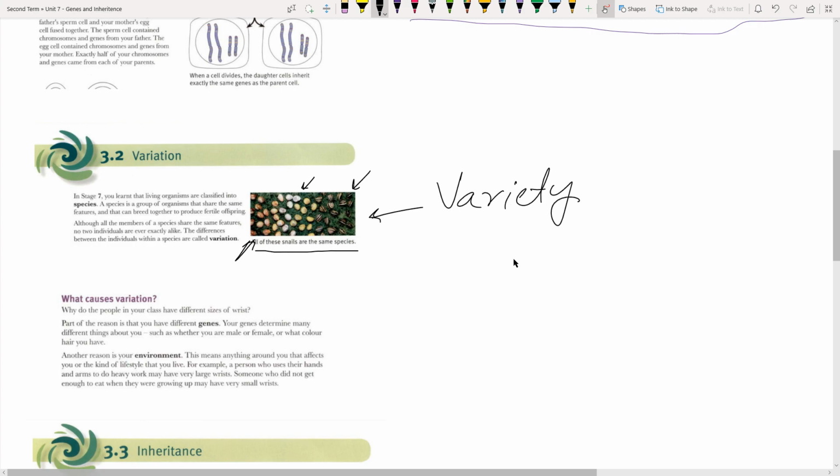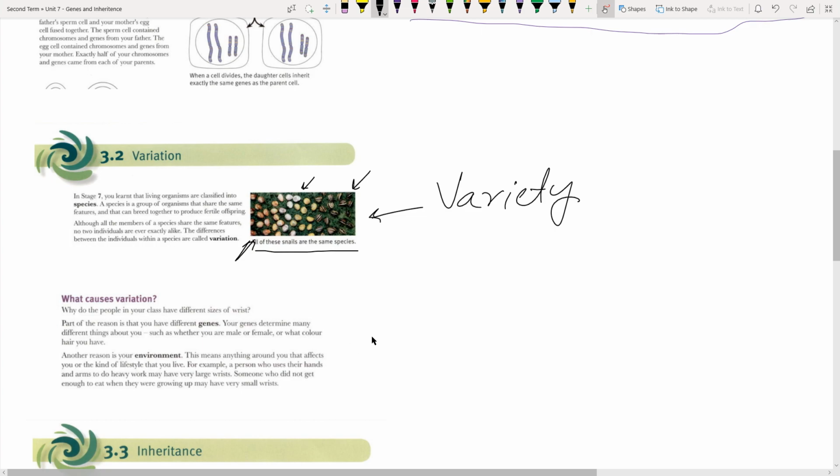So what is variation and what are the causes of variation, right? So part of the reason is that you have different genes, your genes determine many different things about you, such as whether you're a male or female, or what color hair you have, right? Another reason is your environment, right? Due to the changes in environment, that may affect the lifestyle you live in, and because of that, there is going to be a variation, right?